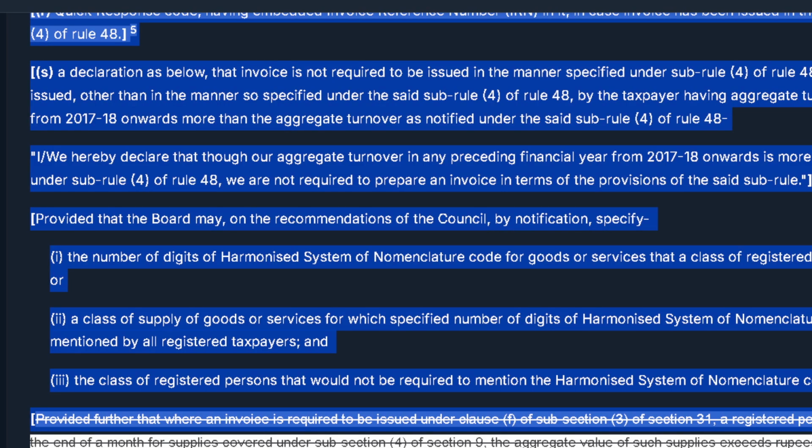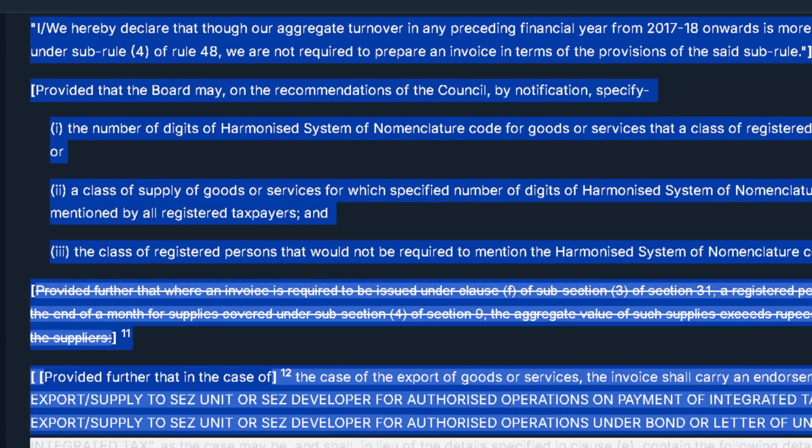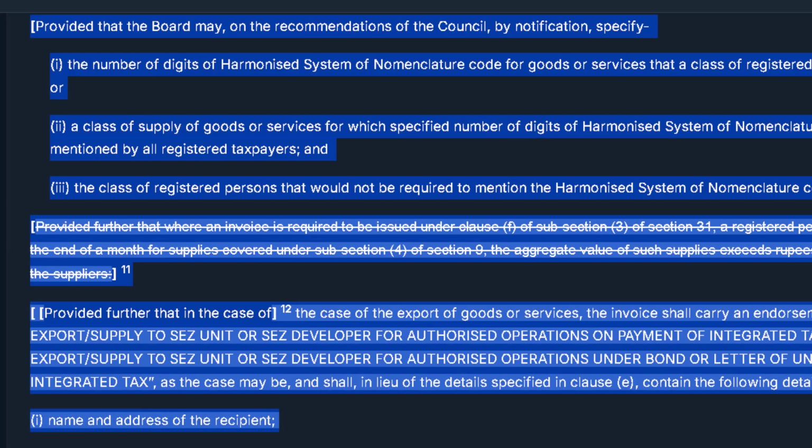Provided that the Board may, on the recommendation of the Council, by notification, specify the number of digits of Harmonized System of Nomenclature code for goods or services that a class of registered persons shall be required to mention, or a class of supply of goods or services for which the specified number of digits of Harmonized System of Nomenclature code shall be required to be mentioned by all the registered taxpayers, and the class of registered persons that would not be required to mention the Harmonized System of Nomenclature code for goods or services.